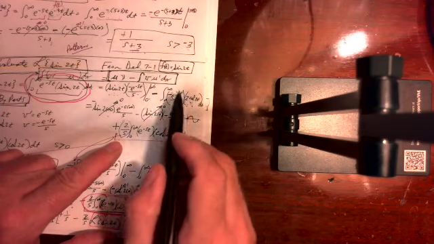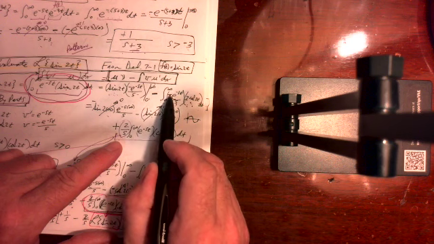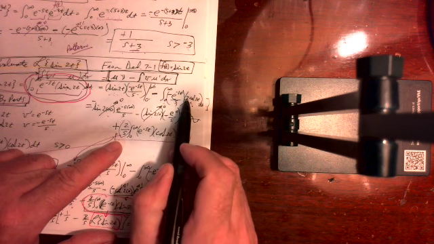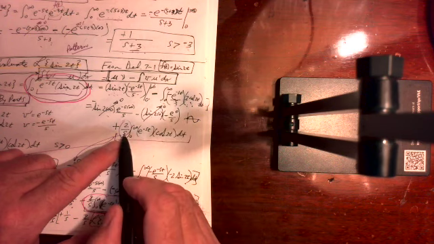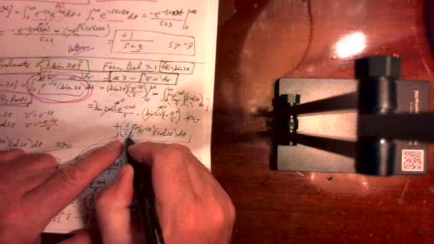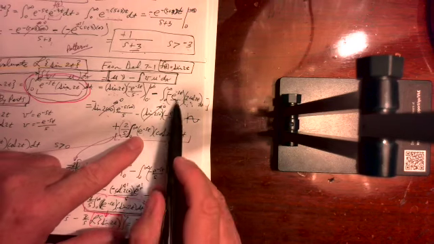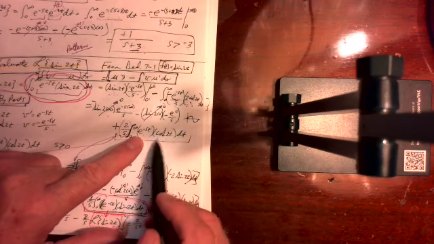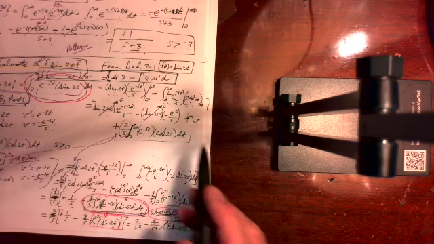I'm going to pull the 2 out front, which is a minus and a minus, which is a plus. I pull 2 over s out front. These are constant. Remember, s is constant, so treat it as a constant here. Then we have our integral from 0 to infinity of e to the minus st cosine 2t dt. Okay, so now we're back to another integral.